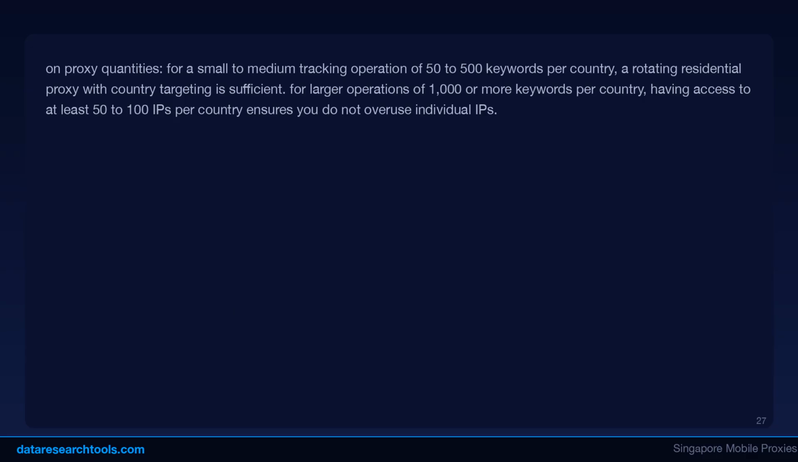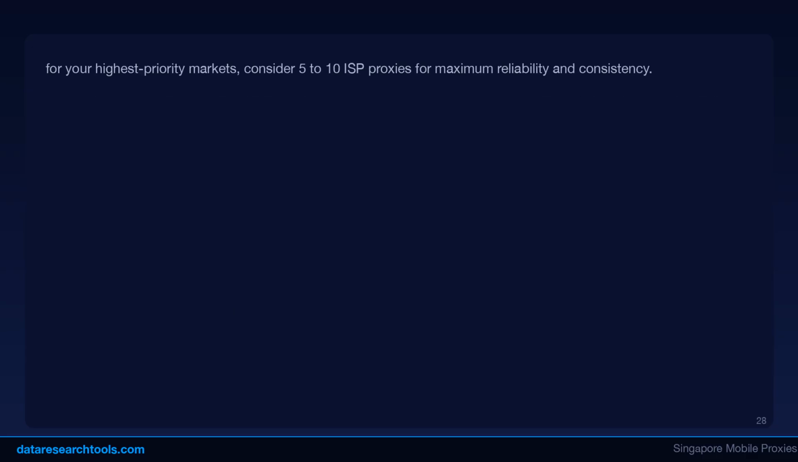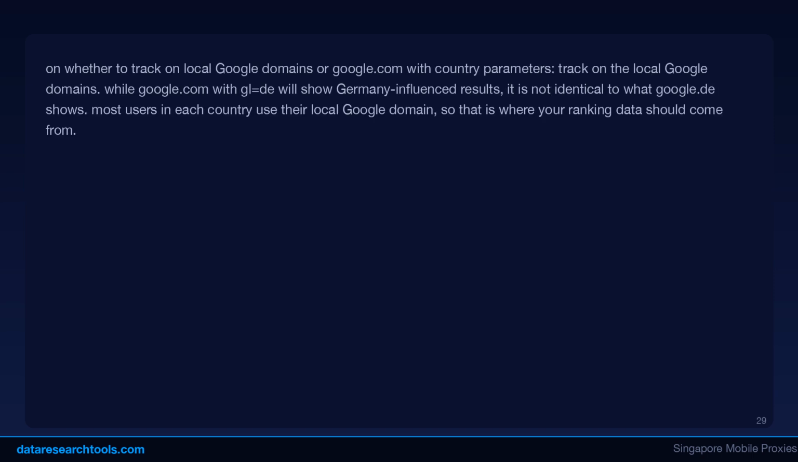A few questions come up often on this topic. Can you track international rankings without proxies by using Google's GL and HL parameters? These parameters influence results, but do not fully replicate what a user in that country sees. Google still uses your IP address as a strong location signal and can override these parameters. For accurate international ranking data, you need proxies in the target country. Use the parameters in combination with geo-targeted proxies, not as a replacement for them.